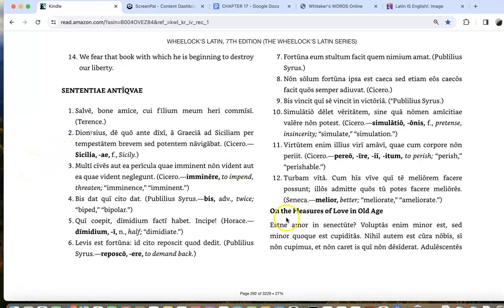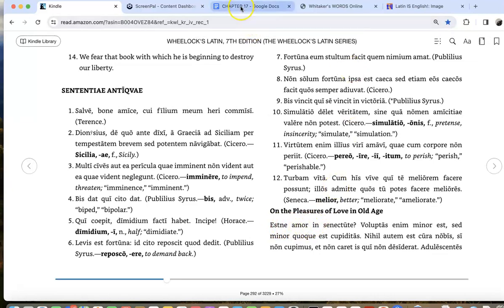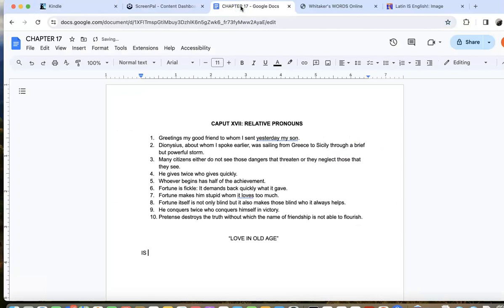So let's take a look at here. And so esne, here we have the ne, and we have a question mark. So this is the enclitic particle in Latin, asking a yes-no question. Is there love in old age? So is there is how we interpret this. Amor is our subject, in old age. So let's go ahead and put that there. Is there love in old age?